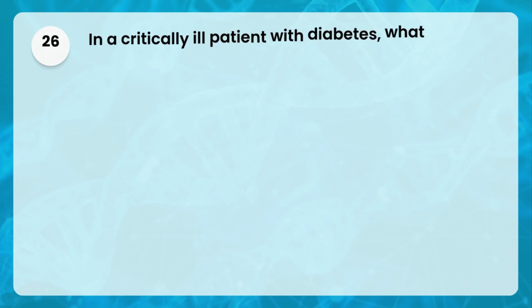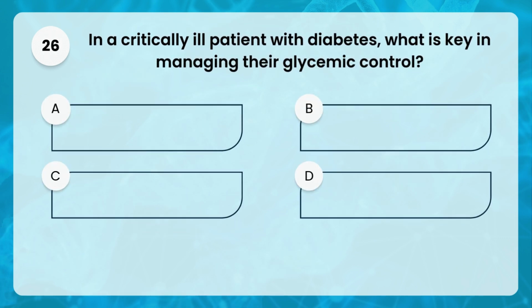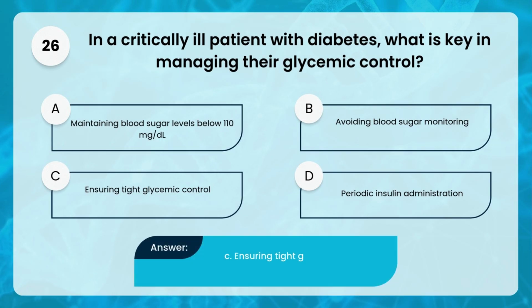Number 26. In a critically ill patient with diabetes, what is key to managing their glycemic control? A. Maintaining blood sugar levels below 110 milligrams per deciliter. B. Avoiding blood sugar monitoring. C. Ensuring tight glycemic control. Or D. Periodic insulin administration. The answer is C. Ensuring tight glycemic control.